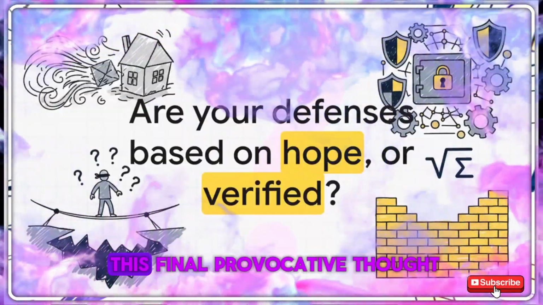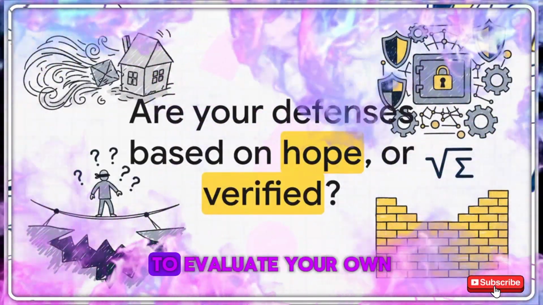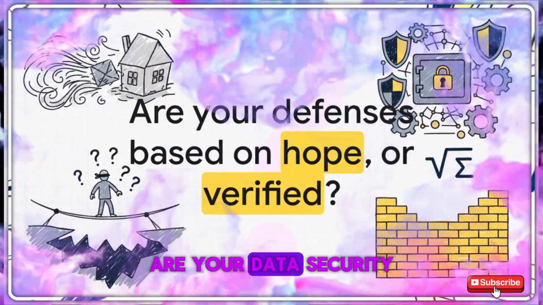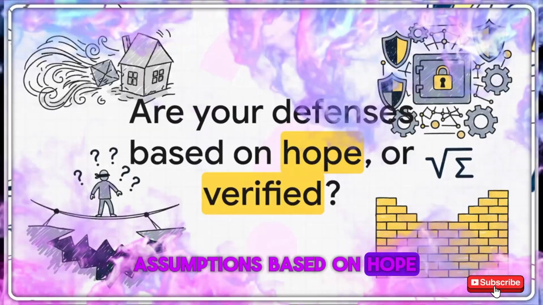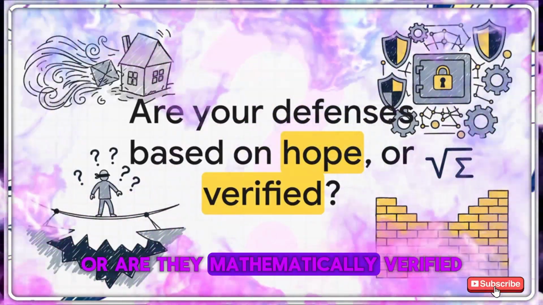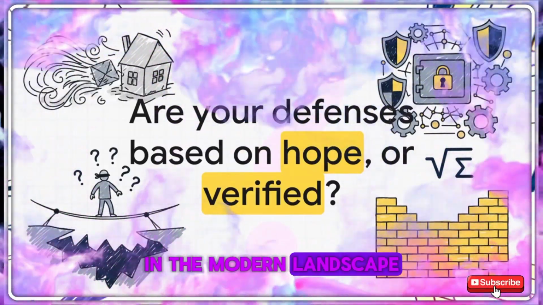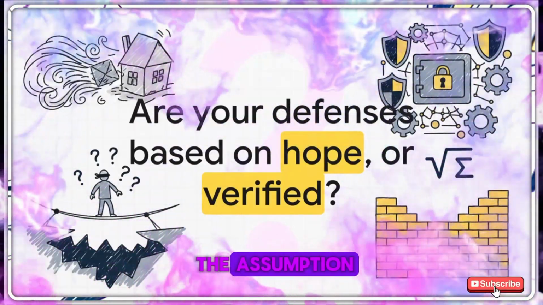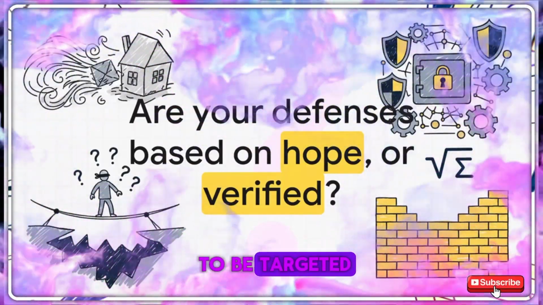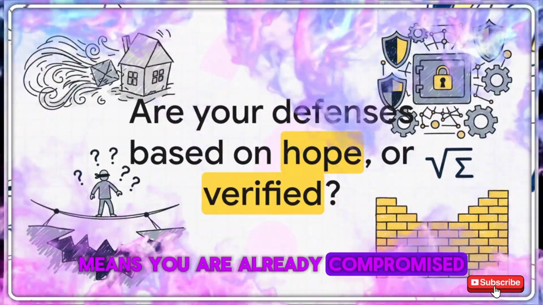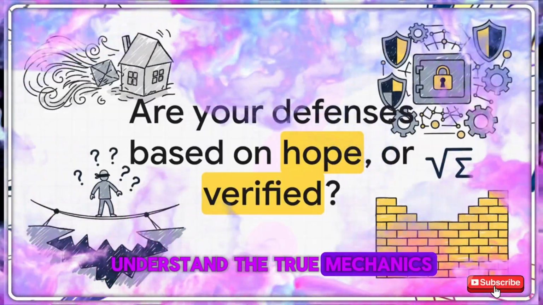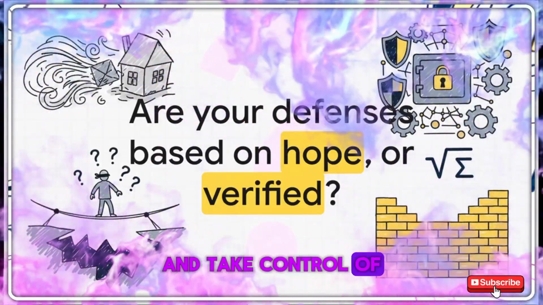I'll leave you with this final provocative thought to evaluate your own systemic vulnerabilities. Are your data security assumptions based on hope, or are they mathematically verified? In the modern landscape of industrialized financial fraud, relying on the assumption that you're too small to be targeted means you are already compromised. Implement the barriers, understand the true mechanics of the threat, and take control of your systemic defenses.